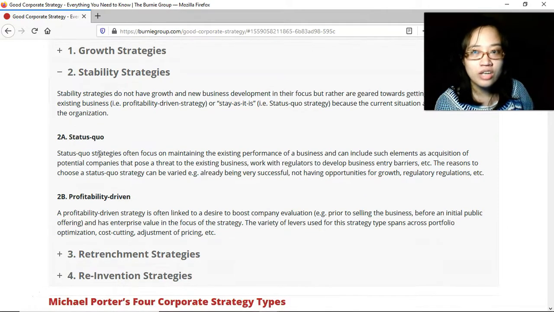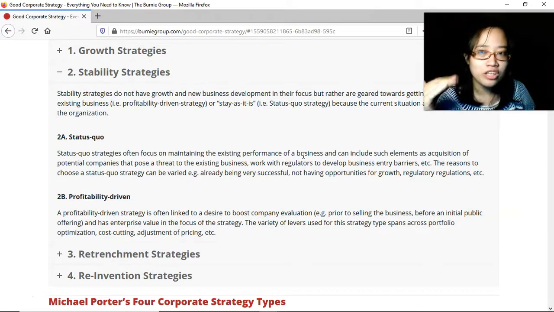Okay? Unahin natin yung status quo. Kumbaga, eto na yon, wala nang gagalawin, right? So, this often focuses on maintaining the existing performance of a business. Okay lang na hindi mag-grow, hindi tumaas yung performance in the sense of revenue, customer base, or profitability. Basta ma-maintain lang yung percentage, ayos na. Huwag lang bababa. Kasi, stability ang hanap dito. Okay?